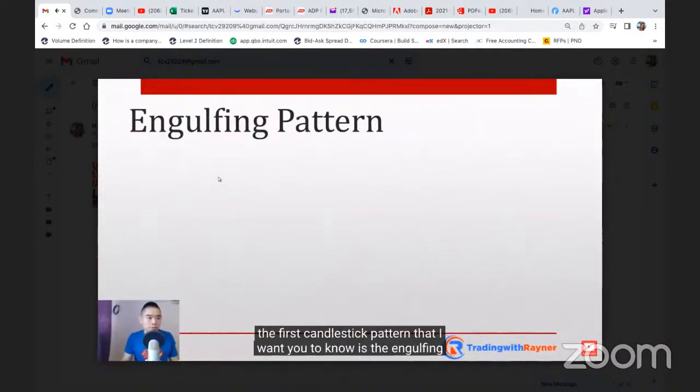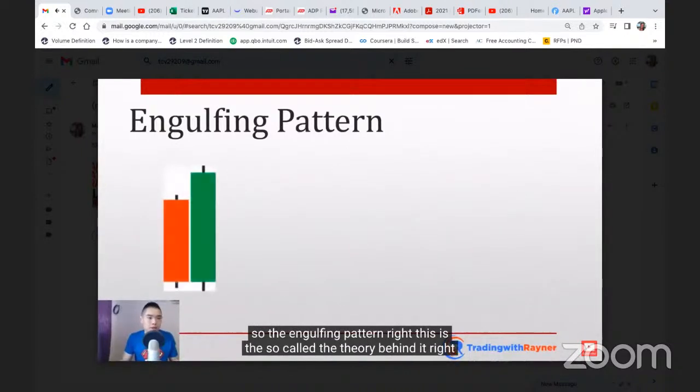Okay, so moving on, the first candlestick pattern that I want you to know is the engulfing pattern. So the engulfing pattern, this is the so-called theory behind it, right? So you can see that this green candle over here is what we call the bullish engulfing pattern. Why is that? Because if you look at it, the body of the green candle, from the open to the close, has engulfed the body of the previous candle. So this is the previous candle, let's call it number 1, and this number 2, right? You can see that the bullish engulfing candle has actually covered the entire body of the first candle.